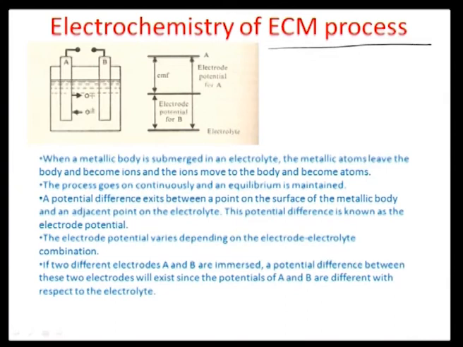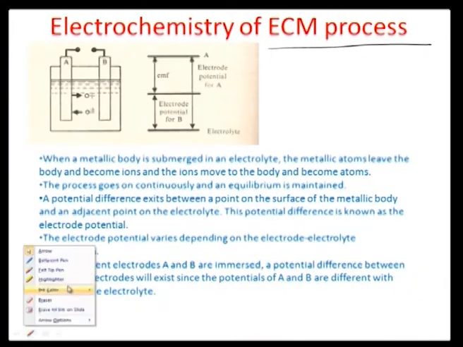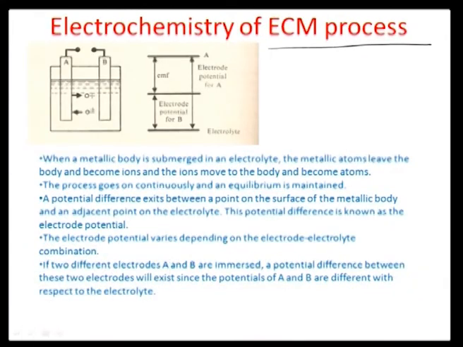So, just for the sake of repetition, in an ECM process the following events take place. It starts when a metallic body is submerged in an electrolyte: the metallic atoms leave the body and become ions, and ions move to the body and become atoms. The process goes on continuously and an equilibrium is maintained.